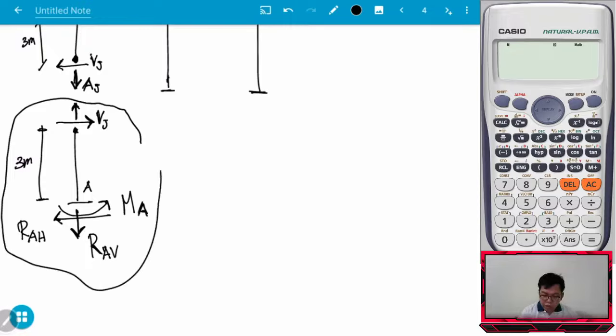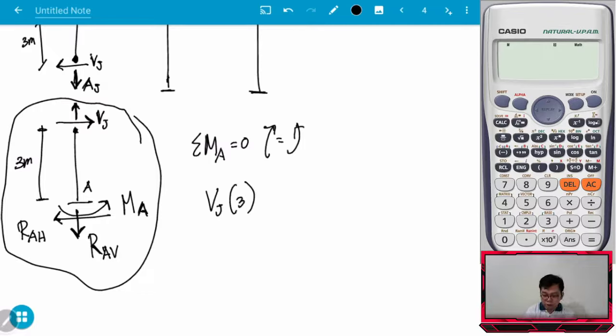Okay? So, anyway, see, if makukuha natin to, you can actually solve this. Makukuha natin yung MA, di ba? We can actually solve MA if meron tayong VJ. Kasi summation of moment, okay, at A is equal to 0, clockwise is equals counterclockwise. Ano yung clockwise, guys? Ang clockwise moment is actually caused by the shear at J, di ba? VJ. So, that's actually VJ multiplied by 3. Okay, dito ako nag-moment. Ano yung clockwise, ano yung counterclockwise moment? MA. See? You can actually solve MA, guys, if meron kayong VJ. Ang tanong, saan natin kukunin yung VJ?